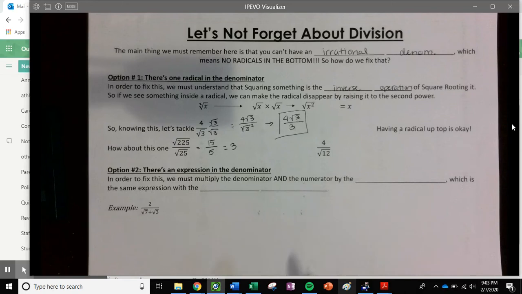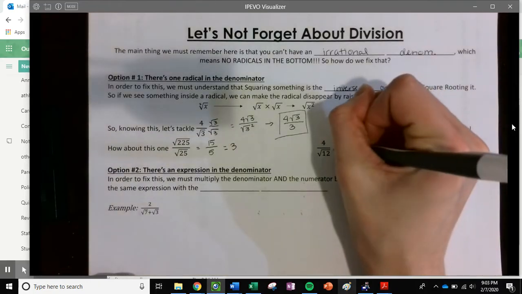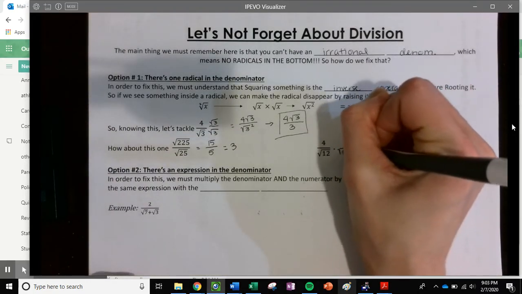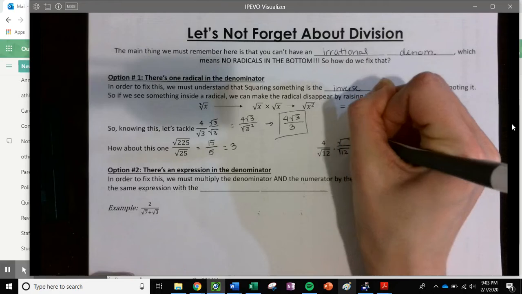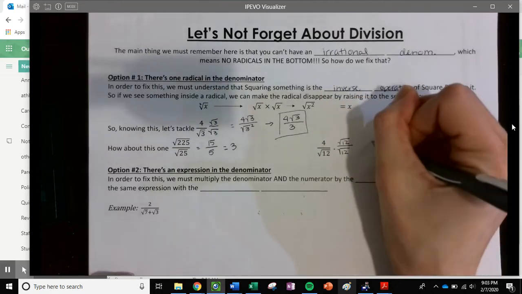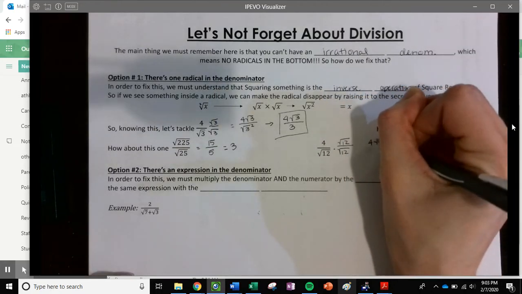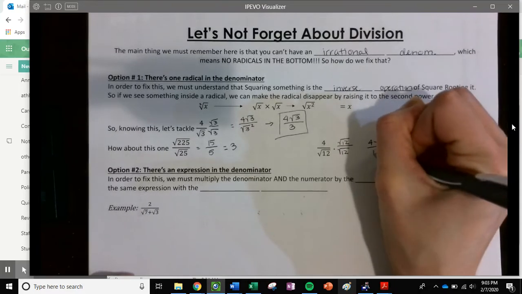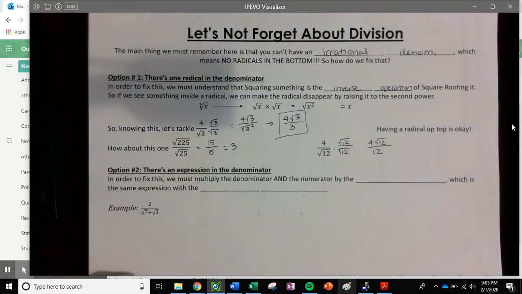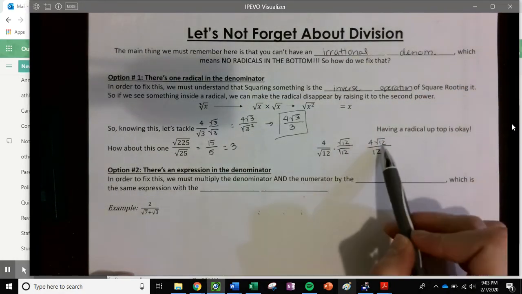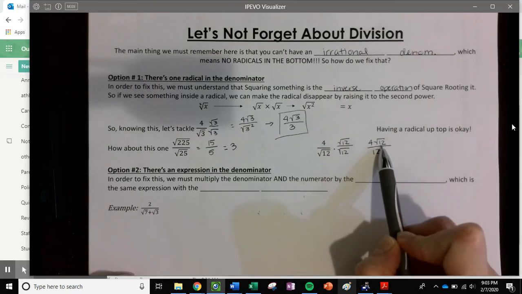What about 4 square root 12? How are we going to fix that? Well, we're going to multiply by itself in order to rationalize that denominator. That's going to give me 4 square root 12 divided by 12. Now we know that we can simplify the square root of 12. So what do we simplify that to?